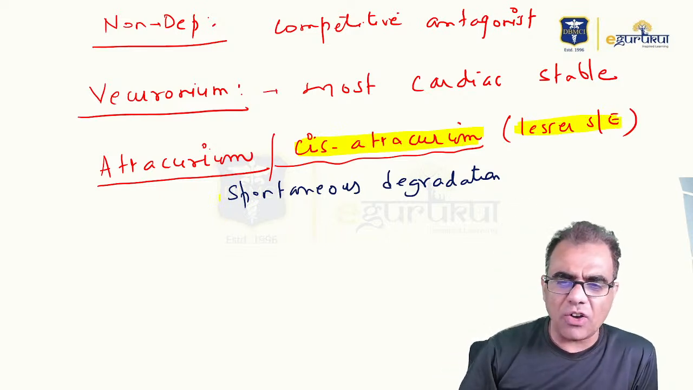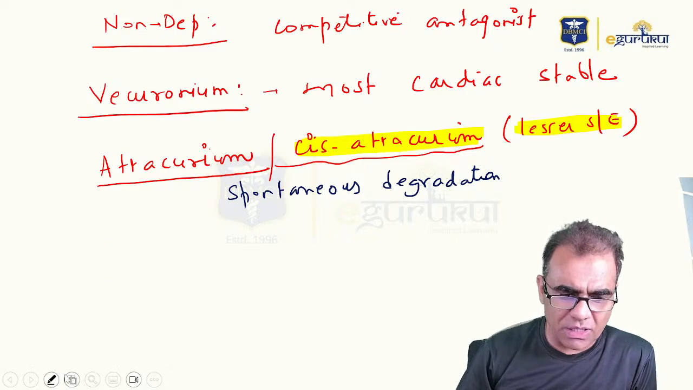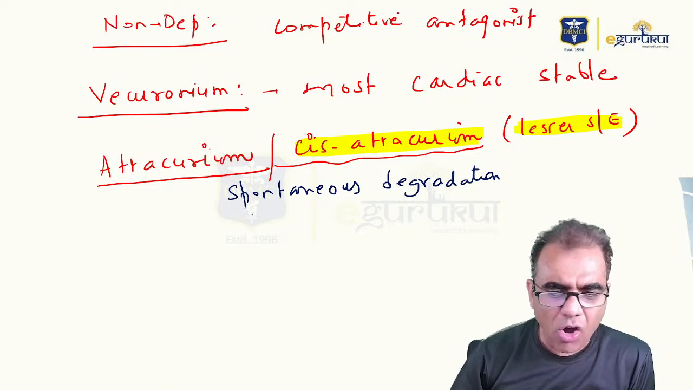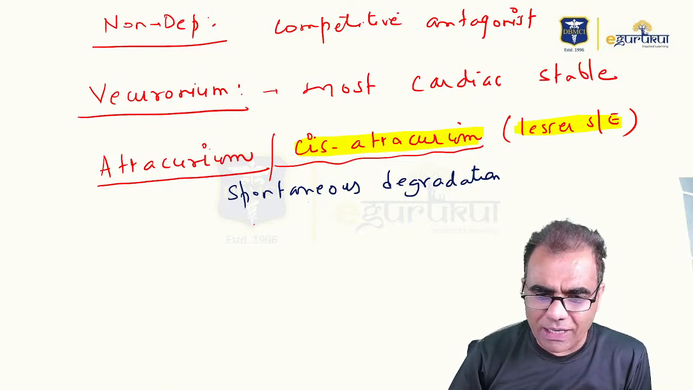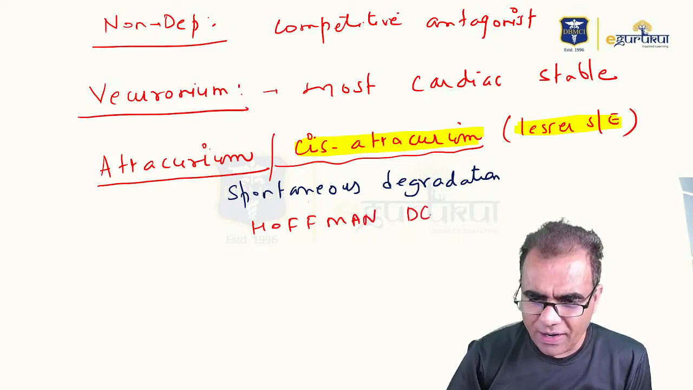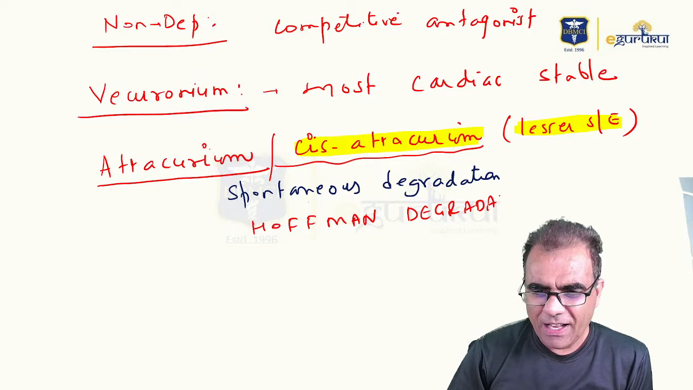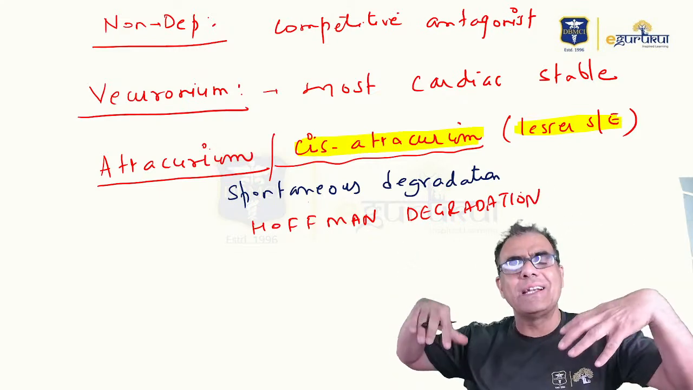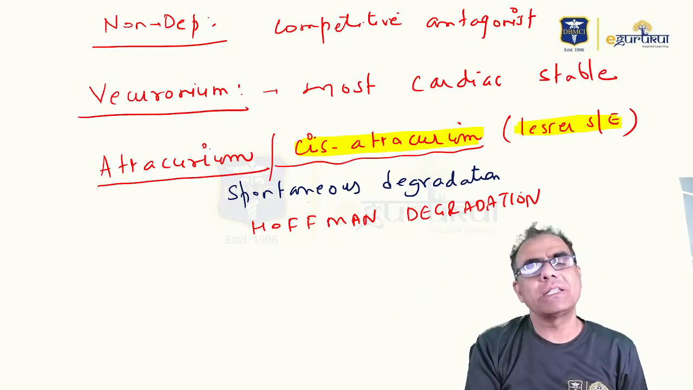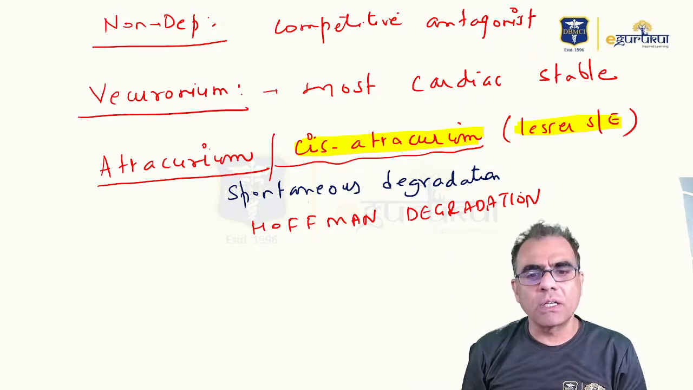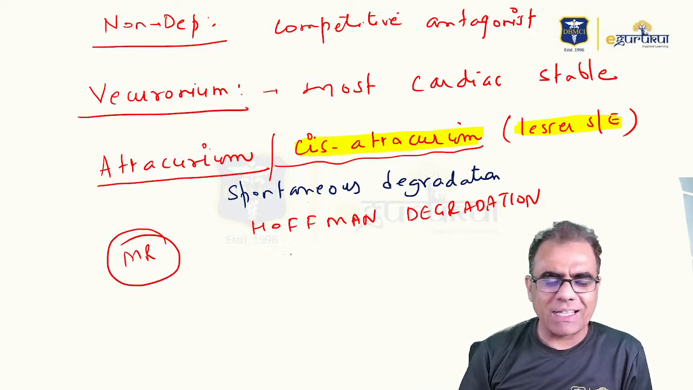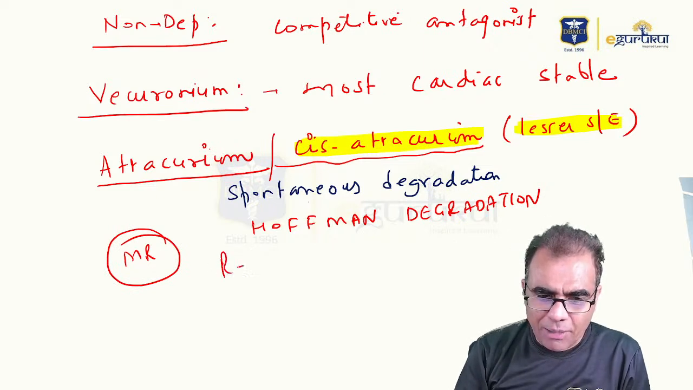The unique feature of atracurium and cis-atracurium is that they are spontaneously, automatically degraded, and this spontaneous degradation is called Hofmann degradation. Spontaneous degradation means it automatically gets metabolized, so there is no risk of accumulation, making it the muscle relaxant of choice for renal patients.